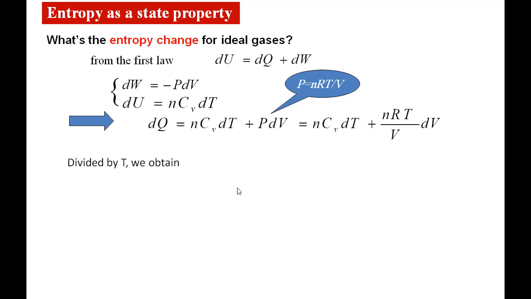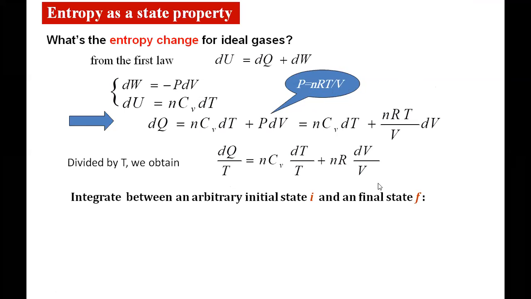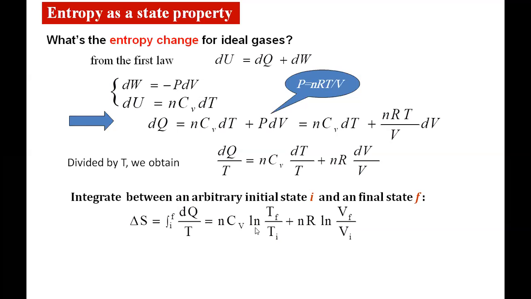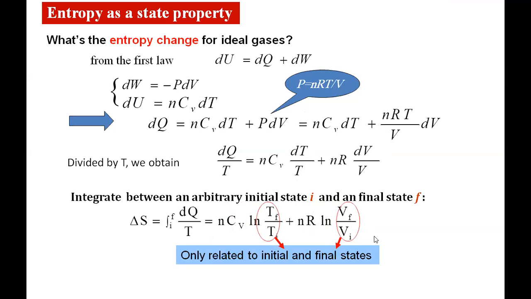And if divided by the temperature, we obtain dQ over T equals n Cv dT over T plus nR dV over V. Then if we integrate from the initial to the final state, dQ over T, this is the change of entropy, equals n Cv ln of T final over T initial, the integral of the temperature, plus nR ln of V final over V initial. So this is related only to the initial and final states.